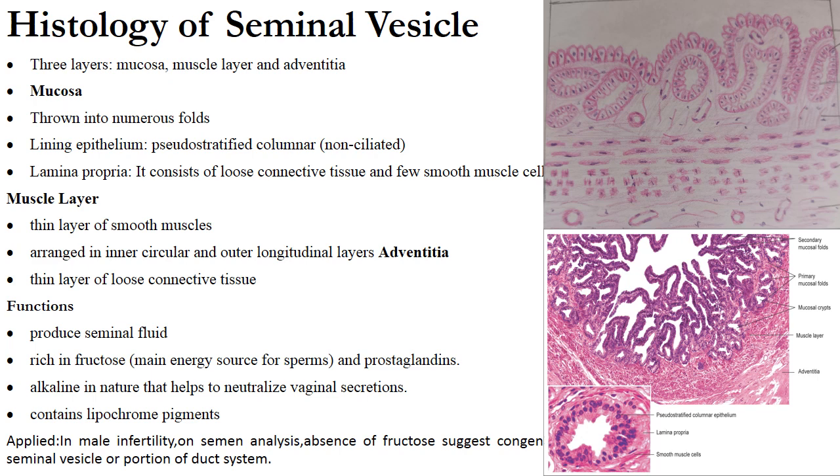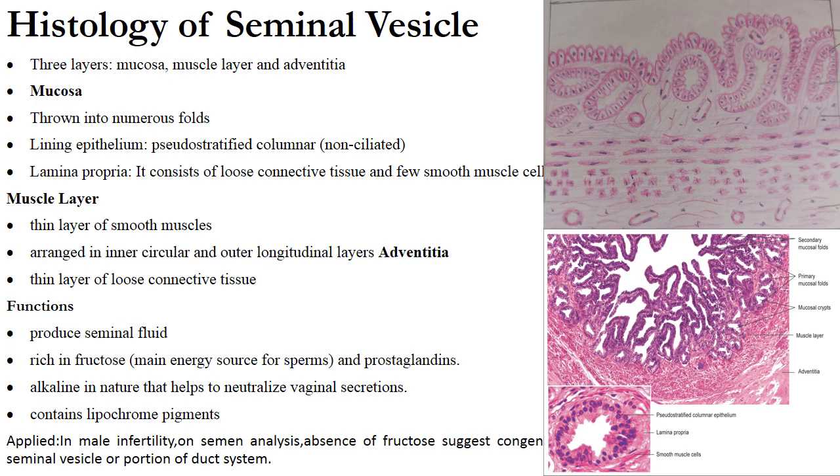Lining epithelium is pseudostratified columnar, and lamina propria has loose connective tissue with smooth muscle. Then the next layer is the muscle coat or muscle layer. So a thin layer of smooth muscle is seen. Inner circular and outer longitudinal layer is there. And the tunica adventitia is the outermost coat. It is a thin layer of loose connective tissue.